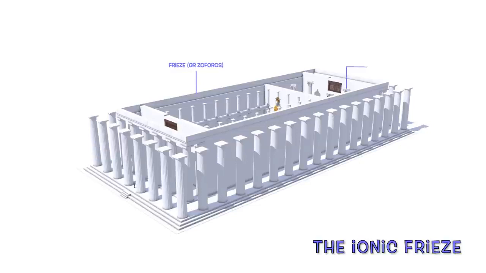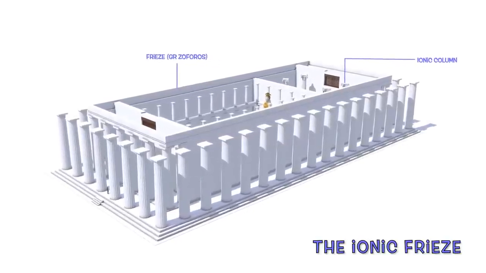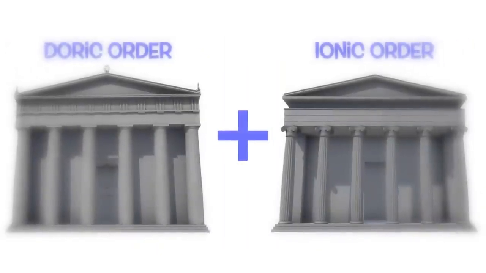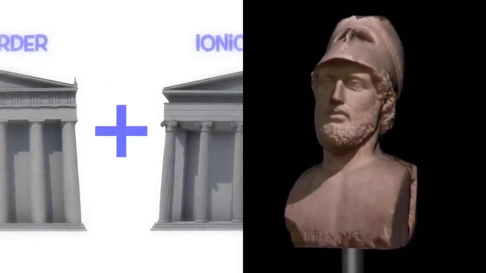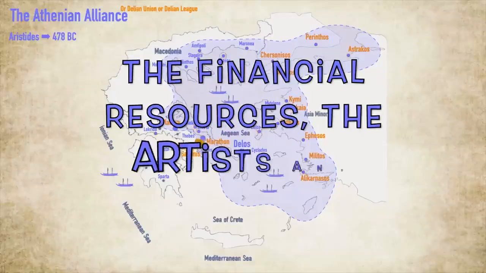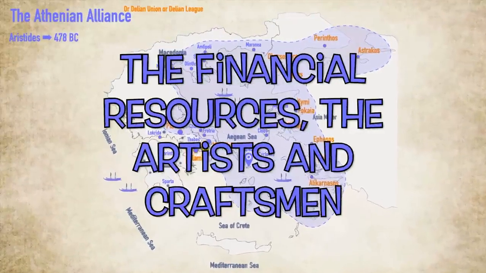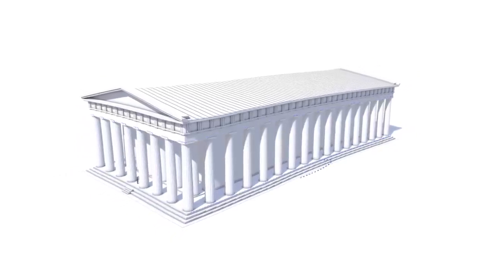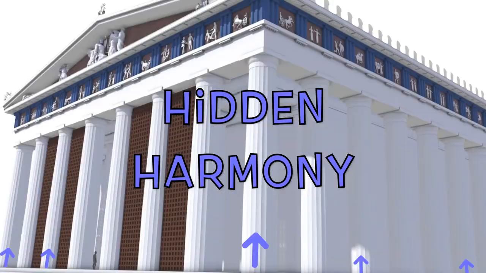Along with the Ionic columns of the opisthodomus, these are the two architectural features borrowed from the Ionic order. The combination of the two orders, Doric and Ionic, was inspired by Pericles in an attempt to give nationwide meaning to his ambitious project, since the financial resources, the artists, and craftsmen derived from almost every Greek city-state. The architectural details and innovations presented in this video are largely not visible and were aimed at ensuring the building's own life with a hidden harmony.